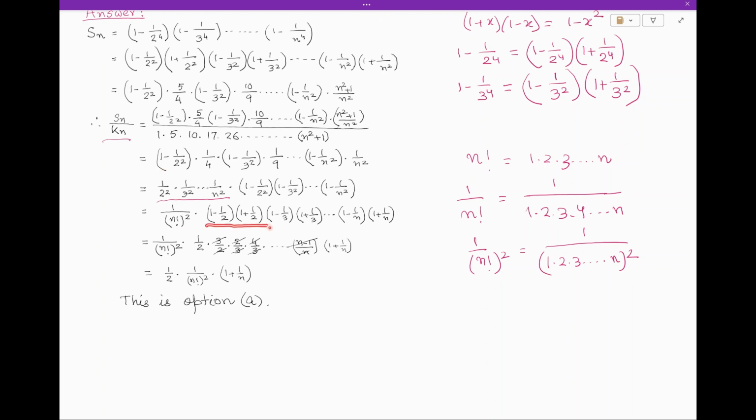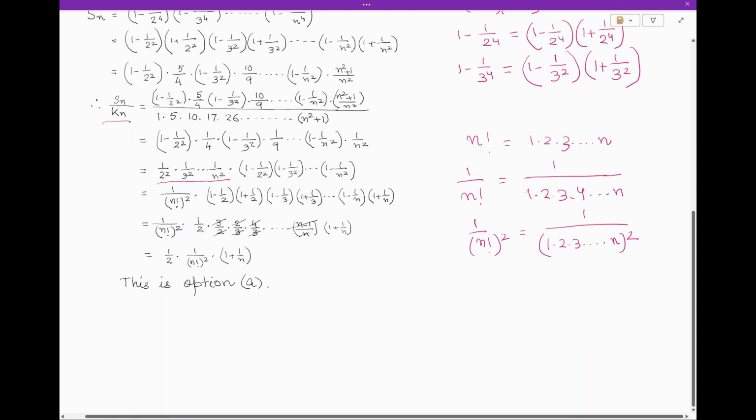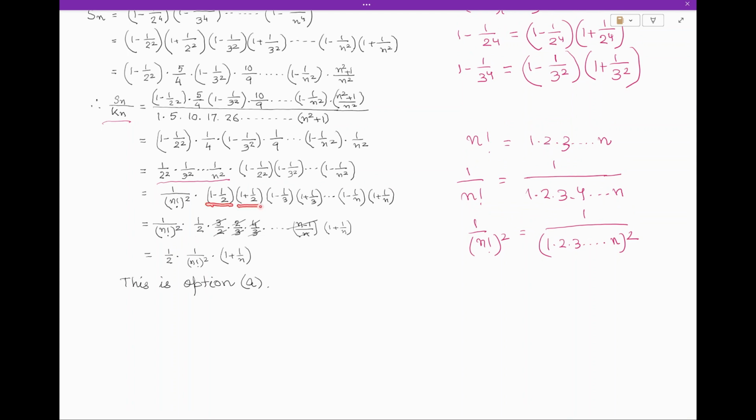we segregate that into two terms, 1 minus half multiplied by 1 plus half. Similarly, this will become 1 minus 1 by 3 multiplied by 1 plus 1 by 3, and the last term will become 1 minus 1 by n multiplied by 1 plus 1 by n. And that becomes half. This first term becomes half, second term becomes 3 by 2, third term becomes 2 by 3, fourth term becomes 4 by 3. Like this it will go on.